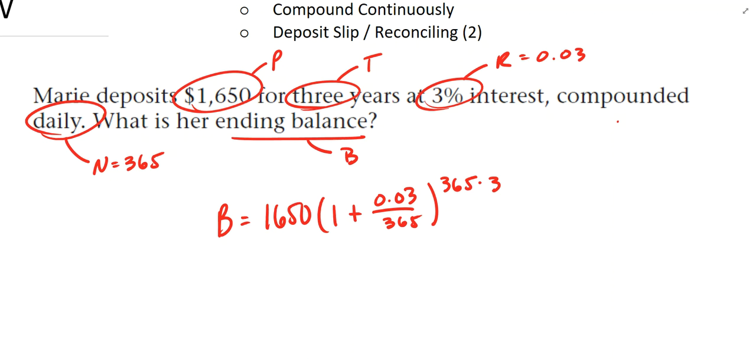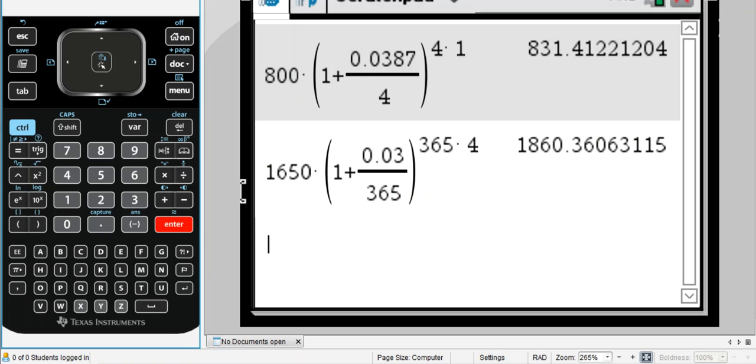Now we need to get this into the calculator. Pause the video again, enter this into your calculator, resume playback in just a moment to check your work. And since our entry in the calculator matches exactly what we had written on paper, we can trust that this result, $1,860.36, is the correct answer for this problem.